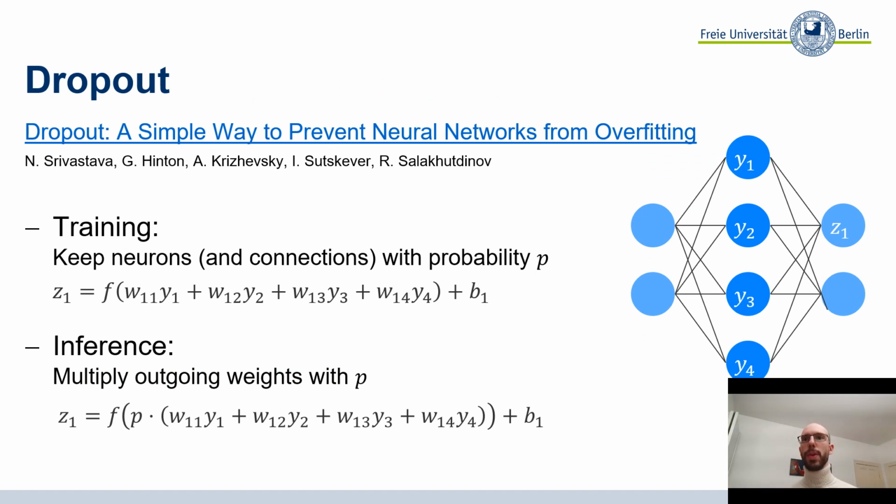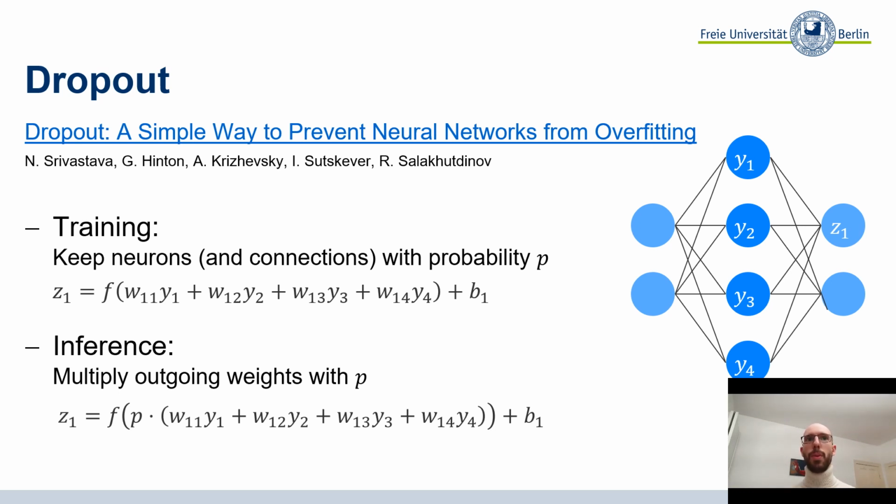Okay, so now how do we solve the overfitting problem? One possible way of doing this is using dropout. And the idea here, again, is extremely simple. Let us look at an intermediate layer. In this example, I did this for an intermediate layer with 4 neurons. And let's look at the output neuron C1, which depends on this intermediate layer.